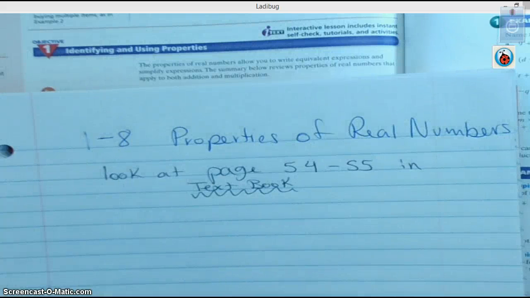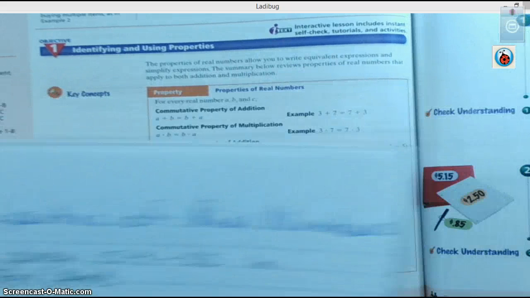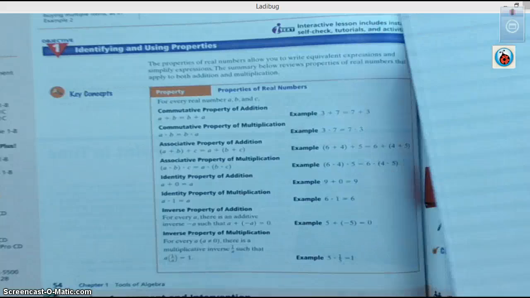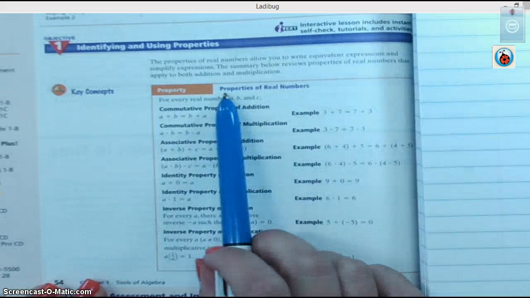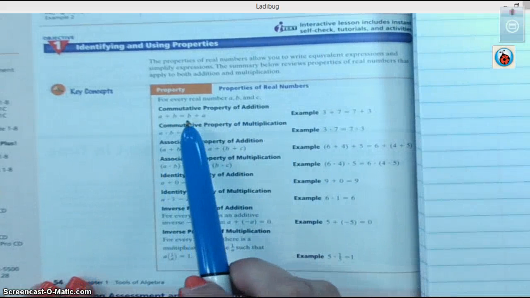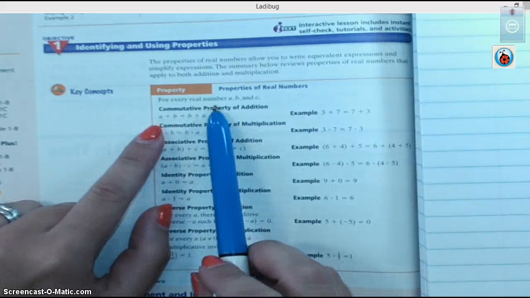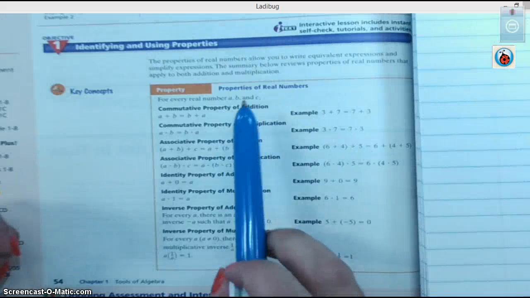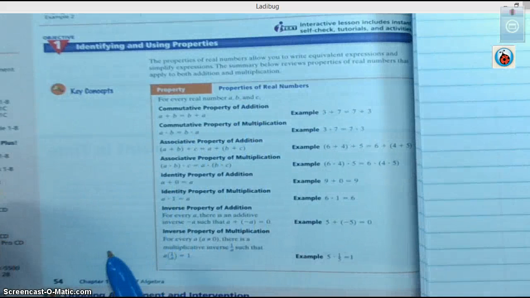Today we're talking about properties of real numbers, and if you can look at page 54 to 55 in your textbook, we're just going to read through them, then we'll try identifying some different properties. Right here, properties of real numbers. So we're talking where A, B, and C are numbers. Okay, remember variables mean it could be any number.